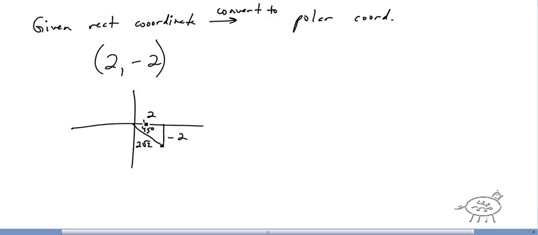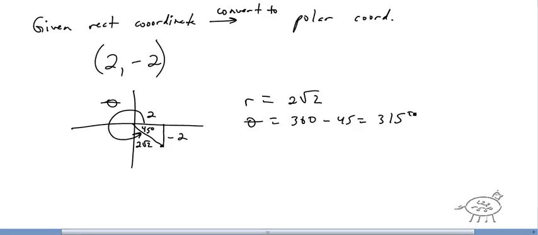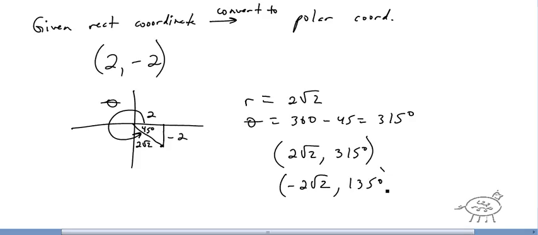Remember, theta is this distance around here. So your r is 2 root 2, and your theta is 360 minus 45, or 315 degrees. So your answer to this problem is 2 root 2, 315 degrees. Pretty simple. And of course, what is that equal to? What if I say negative 2 root 2? Well, I could subtract 180 from that too, so that's equal to 135 degrees, just to give you a little sample of what it could be.